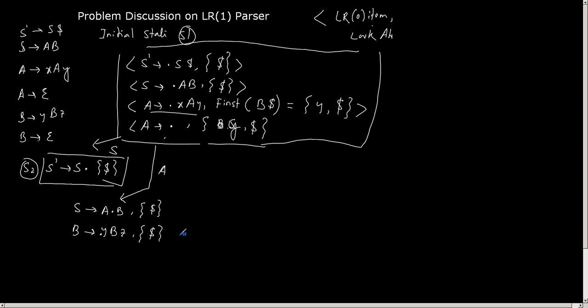Similarly for B as epsilon, what will be the scenario? It will be only dot, and the look ahead symbol will be dollar. Okay, so this is my state. Suppose I say it as state S3. Then I have another state, suppose I consume, just a second.